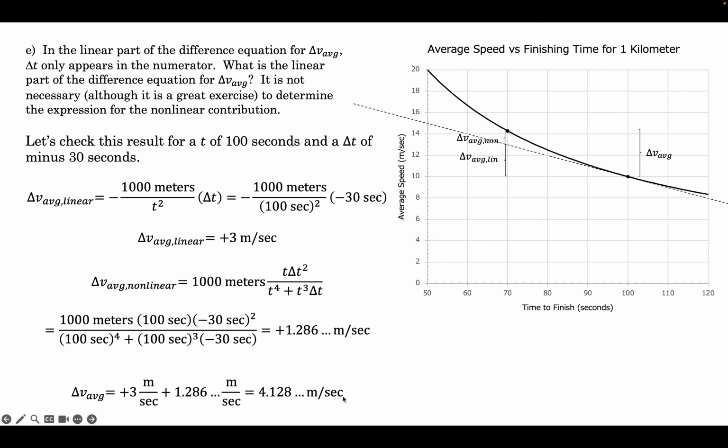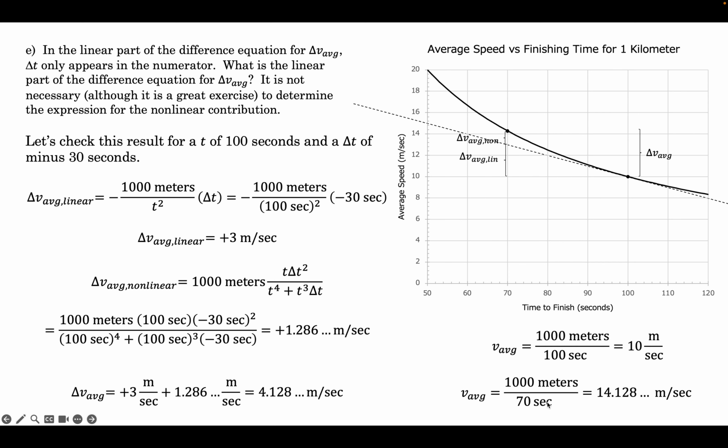And we can check this with the normal equation. If it takes 100 seconds to finish the race, your average speed is 10 meters per second. We've seen that before. There's 10 right there. And if we plug in 70 seconds for t, we get 14.128 meters per second. And the delta V of 4.128 is consistent with that result. So we can see that the linear part is not that accurate because we went too far away. But if we put in the nonlinear part, we get the exact answer. That's problem 3.